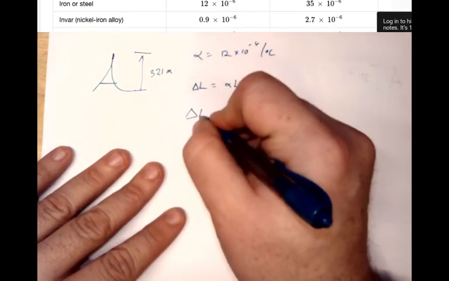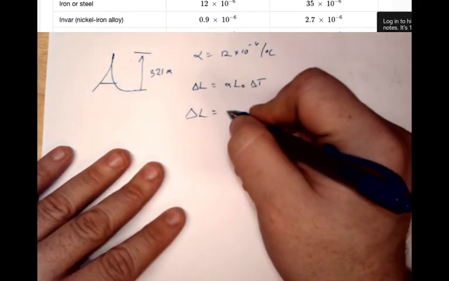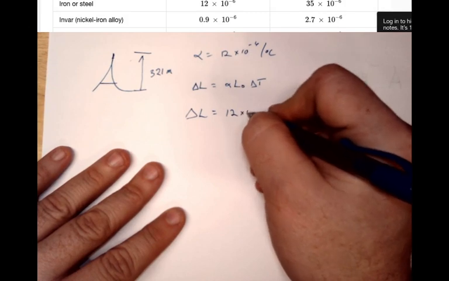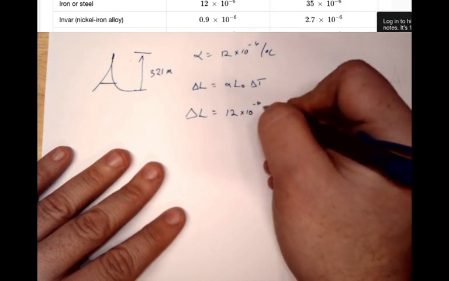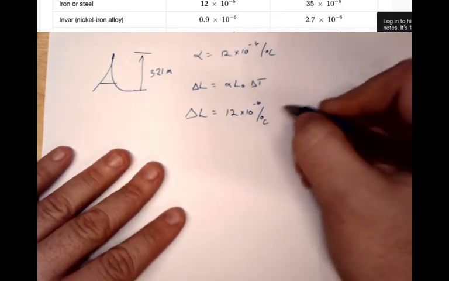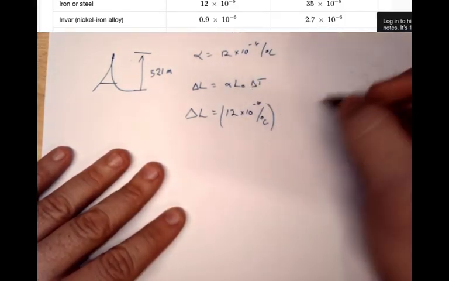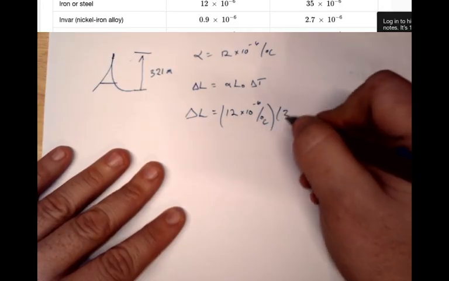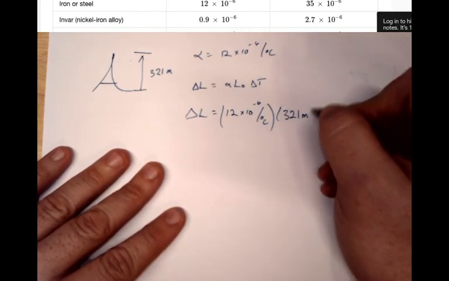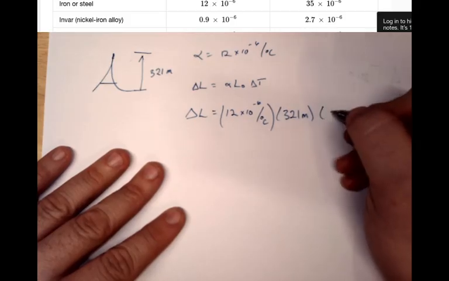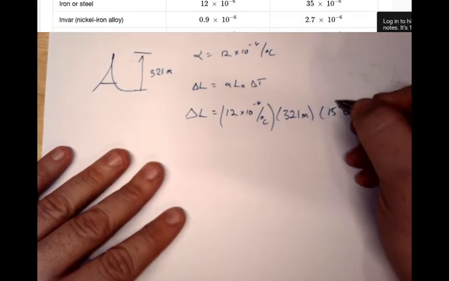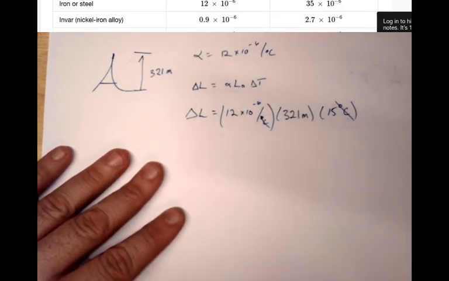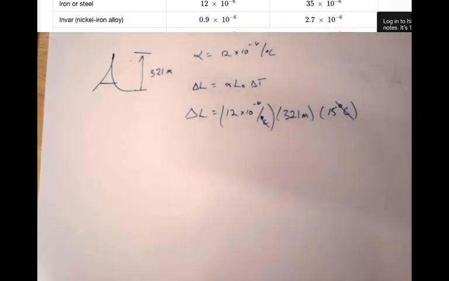So delta L is 12 times 10 to the minus 6 per degree Celsius. And then our original length is our 321 meters. And then we'll have our 15 degrees Celsius. You'll note those units cancel, and we're left with meters. We want a length, we got a length. And we do this calculation. I've done it ahead of time. I have a calculator here.